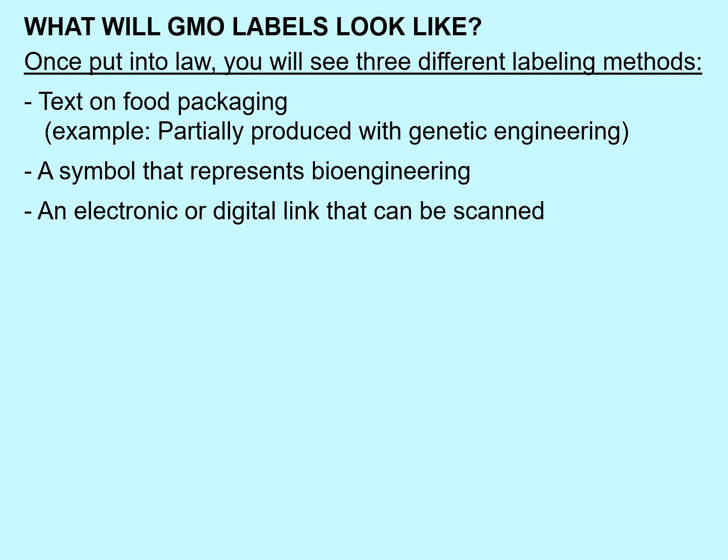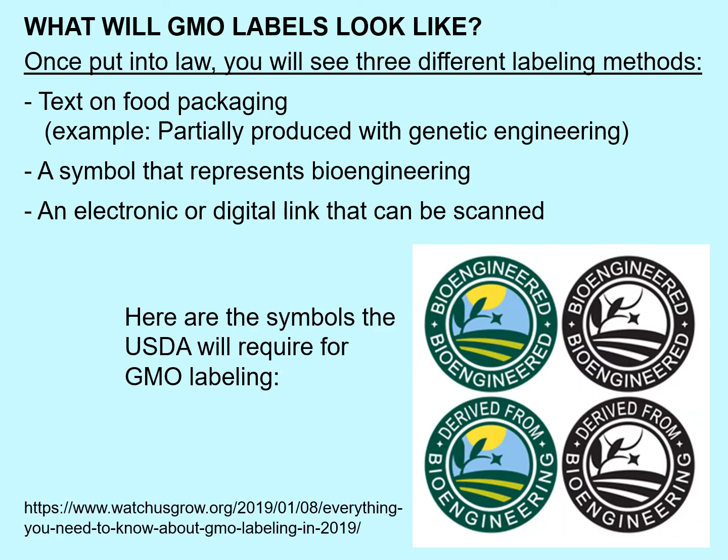So what will the new genetically modified or bioengineered labels look like? Well, once put into law in January of 2022, you'll see 3 different labeling methods. Either text on the food packaging. For example, it might say partially produced with genetic engineering, or a symbol that represents bioengineering, and here are the approved symbols, 2 different ones, and each in either black and white or color, or an electronic or digital link that can be scanned.